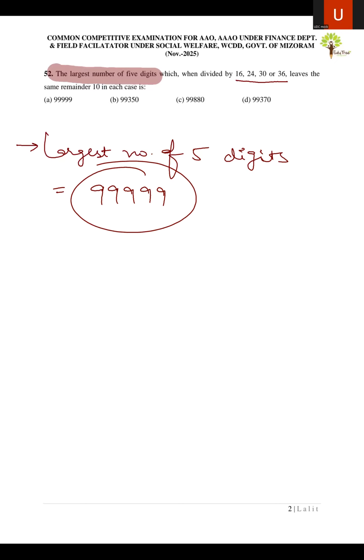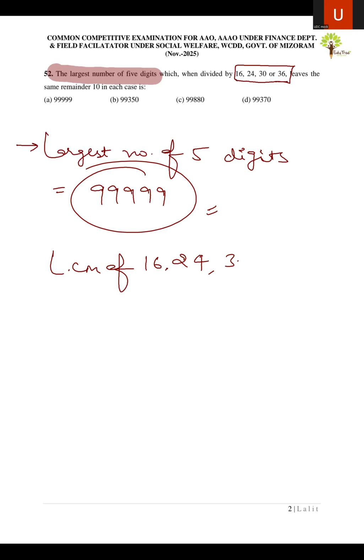The largest number of 5 digits always carries nines, only nines. So 5 nines. This is the largest number of 5 digits. Then they are saying which when divided by 16, 24, 30 or 36. Whenever they are saying like this, just take the LCM of those numbers. LCM of 16, 24, 30 and 36.